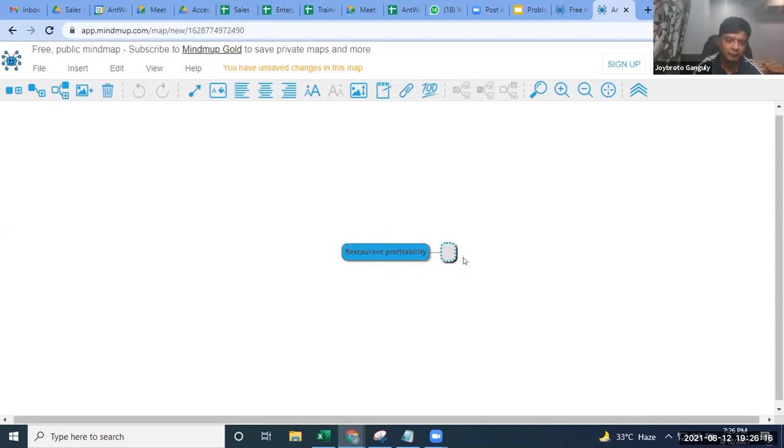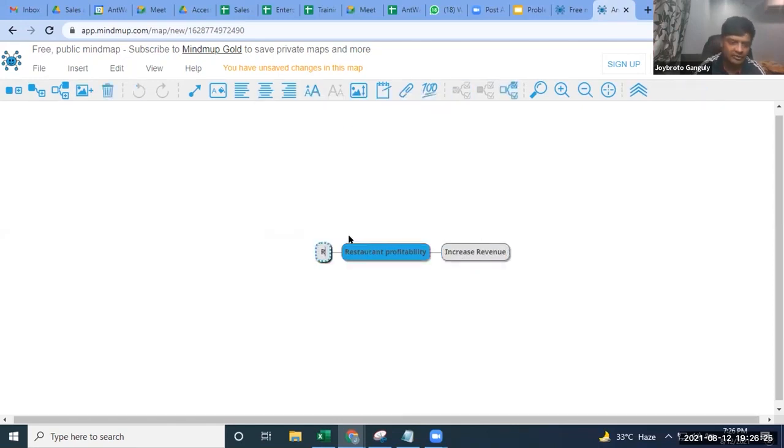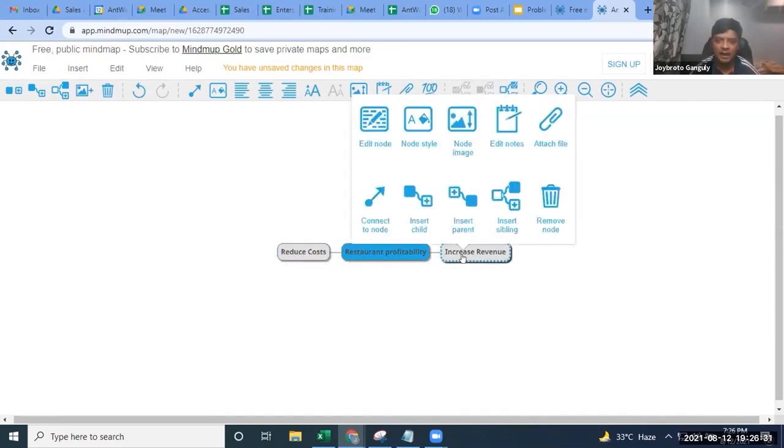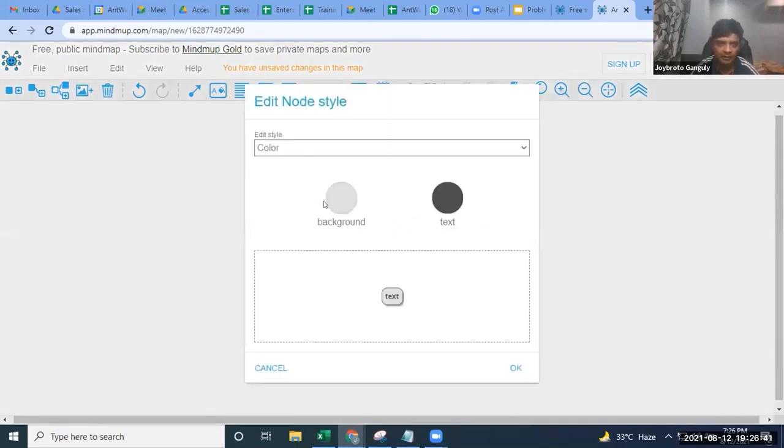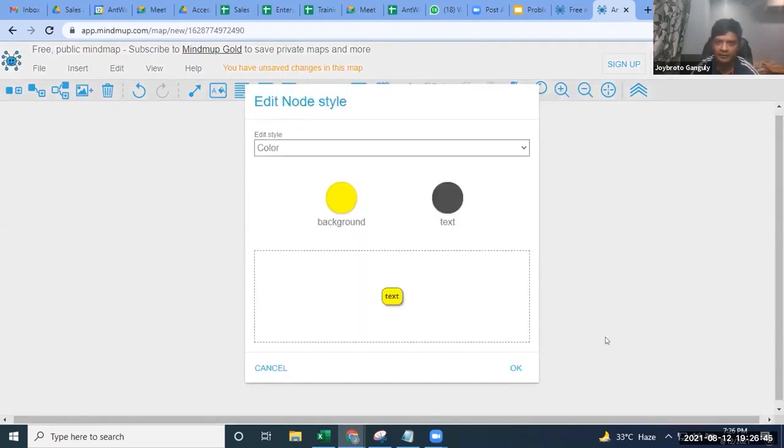So in restaurant profitability, I said increase revenue. And I taught you guys reduce costs. Okay. Let's focus on this one first. Increase revenue. I'm going to color code this a little bit, background color, so that all of you know this is the one that I want to do.